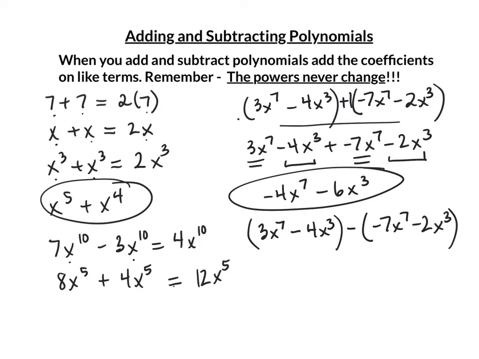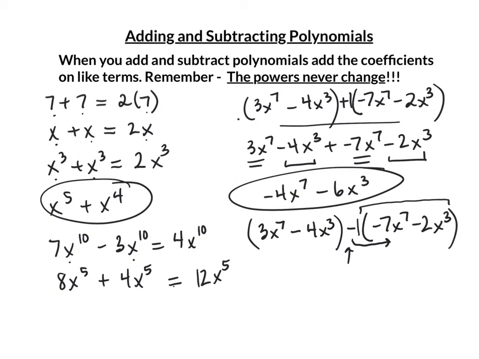If I had that same exact problem, except I was subtracting, this subtraction affects everything in the parentheses. That stuff is grouped. And what it's like is distributing negative 1. Negative 1 times negative 7x to the 7th would make it positive 7x to the 7th. And negative 1 times negative 2x cubed would make it positive 2x cubed. Whenever there's a minus, you have to distribute that negative through the parentheses. And what it does is change the signs.